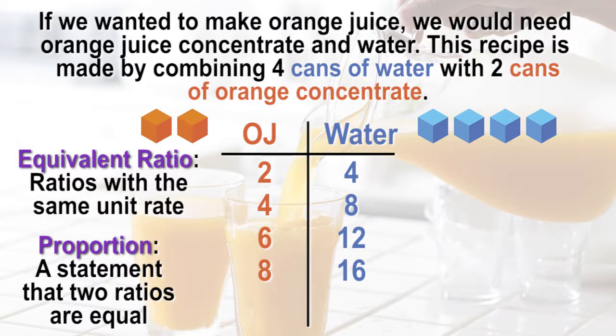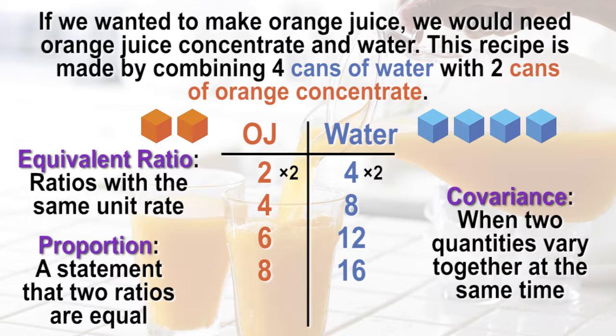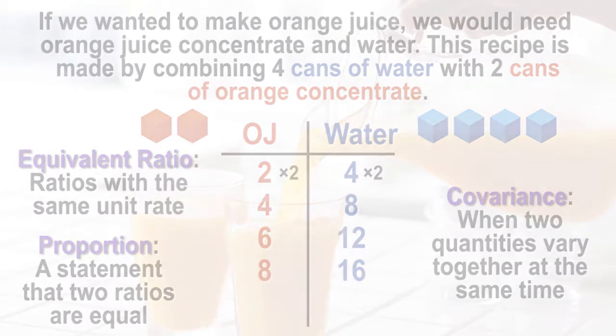Equivalent ratios name the same comparison and have a proportional relationship. The terms in a ratio are linked so that when one term changes or is multiplied or divided by a number, the other term also increases or decreases by the same factor. This is called covariance. This means the 2 terms vary in a precise way together. The relationship stays constant. Let's look at one more problem.